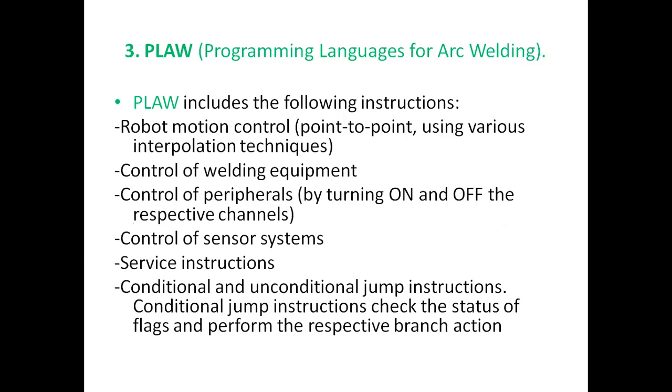What instructions do we have? Robot motion control, that is, we'll have point to point. Similarly, we'll have control of welding equipment. After that, control of peripherals, so we'll have on and off conditions. Control of sensor systems, service instructions, and conditional and unconditional jump instructions will also be there. What will those jump instructions do? They will check the states of the flag and perform the respective branch actions.